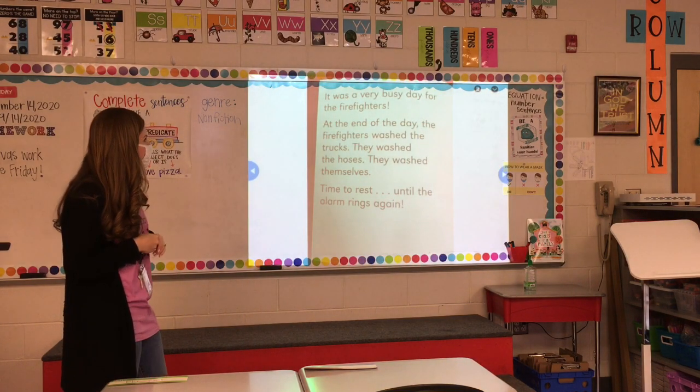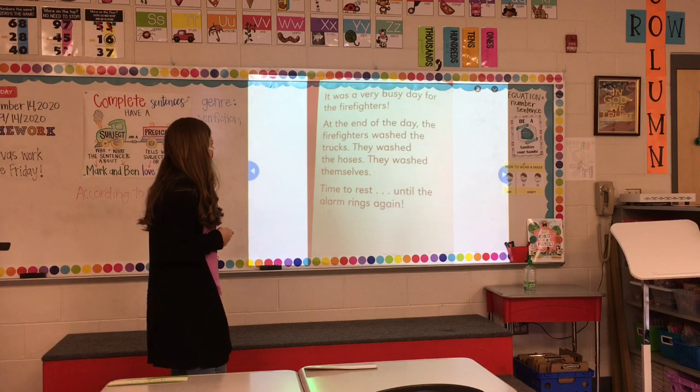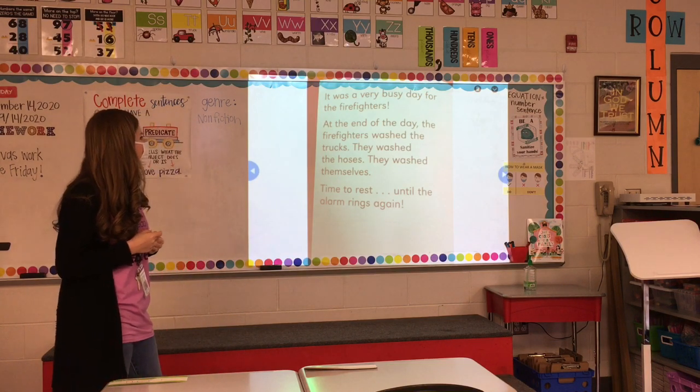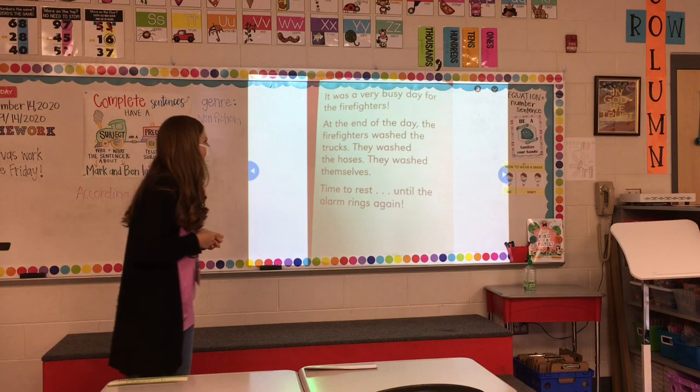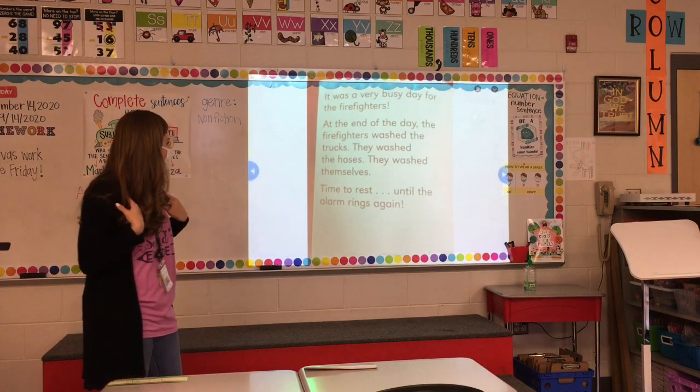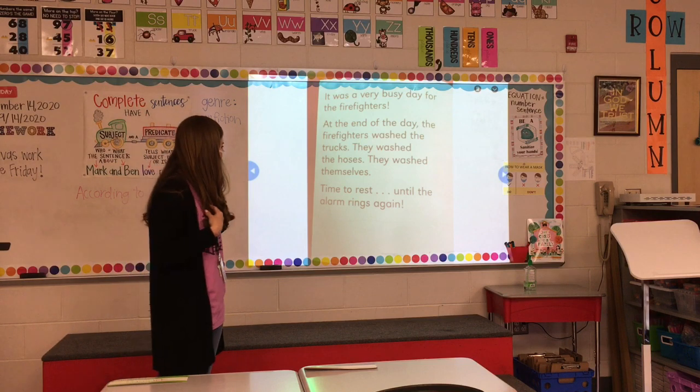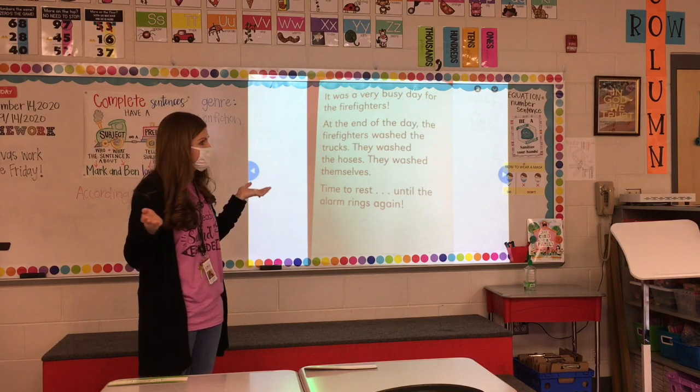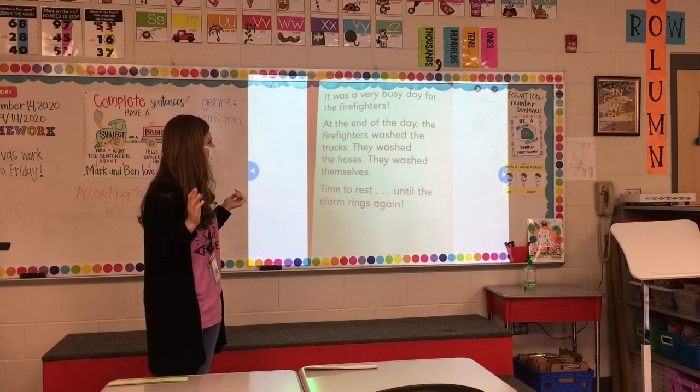It was a very busy day for the firefighters. At the end of the day, the firefighters washed the trucks. They washed the hoses. They washed themselves. Time to rest until the alarm rings again. All right, flip.